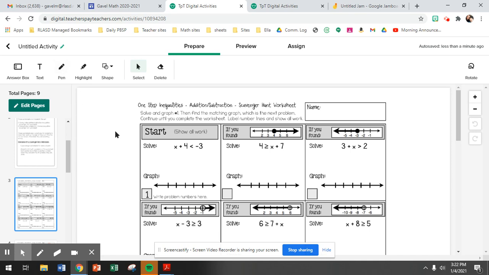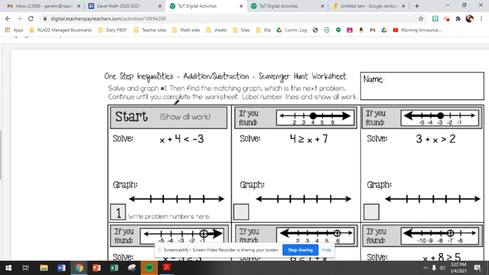So when we do our one step, it's just like if this was the equal sign. So x plus 4 is less than -3. So we need to get x by itself. In order to do this, we need to subtract 4 from both sides. So I'm going to go -4, -4.